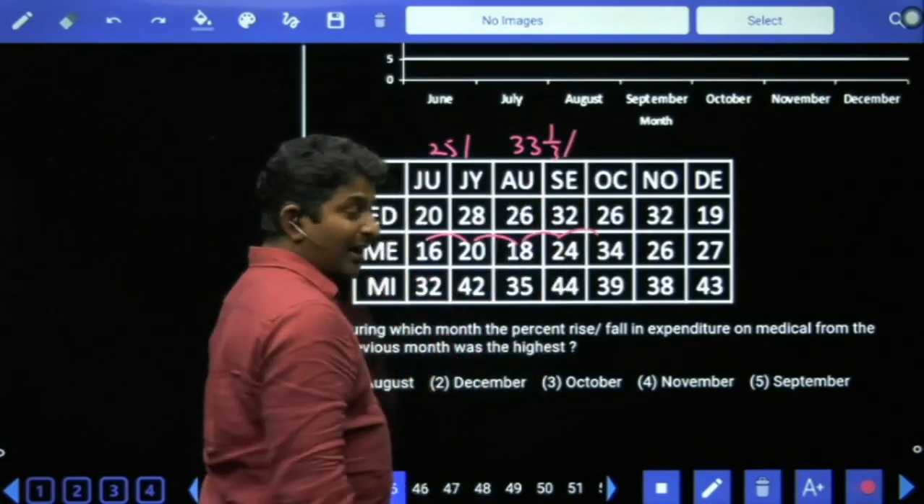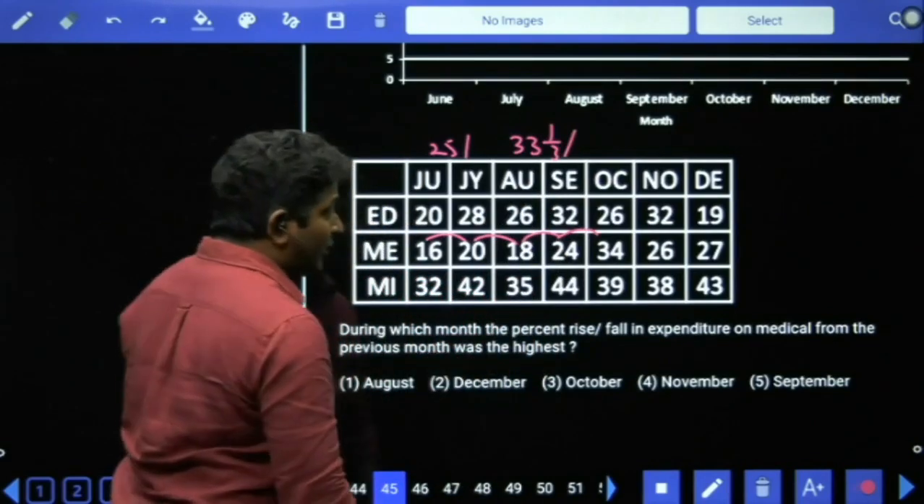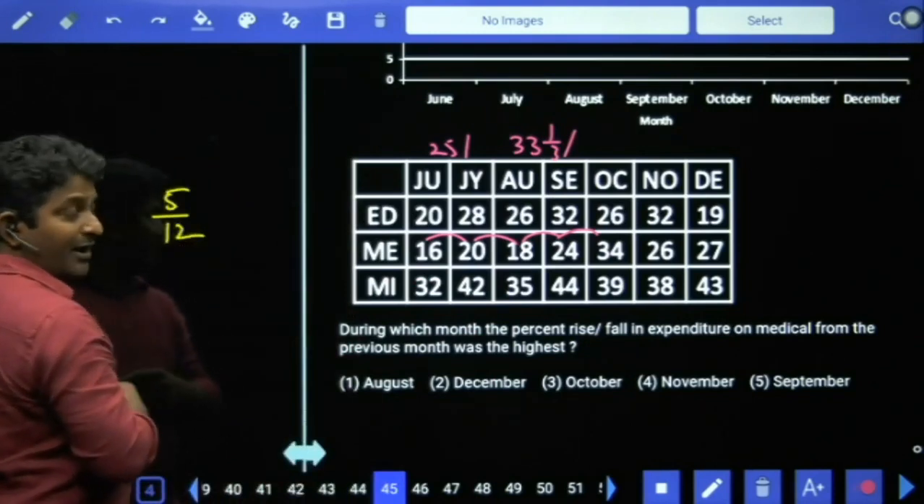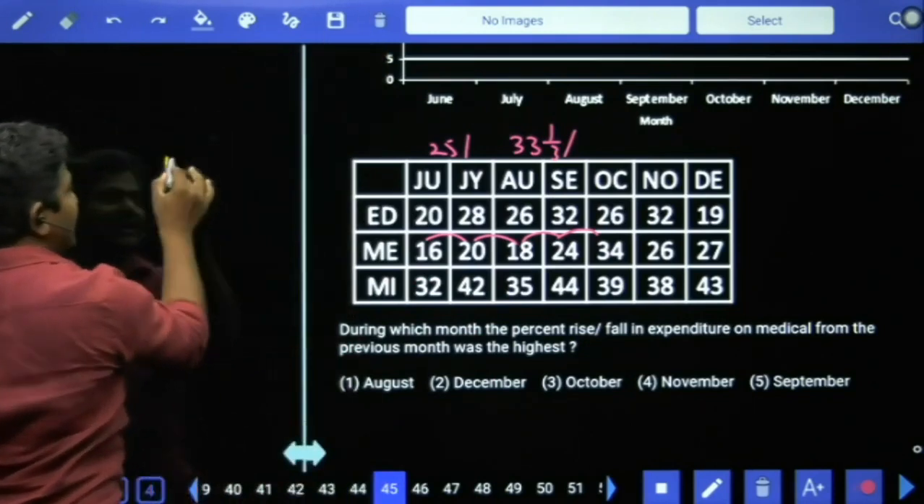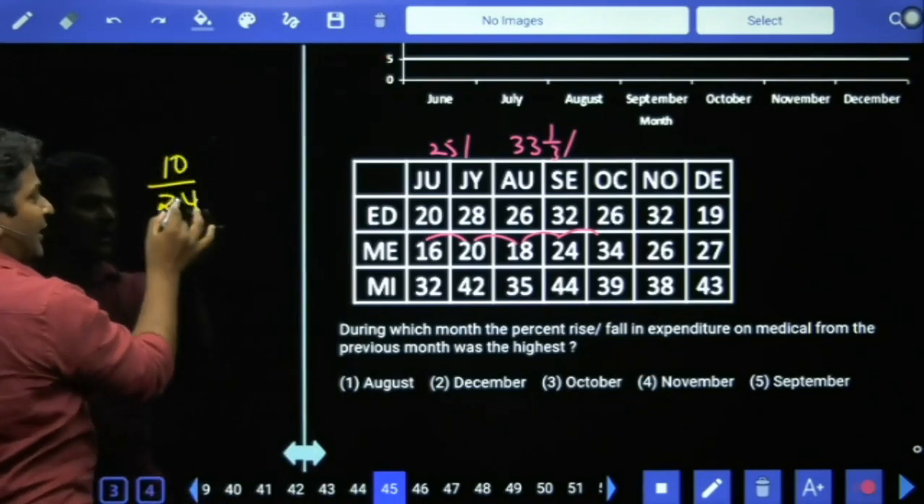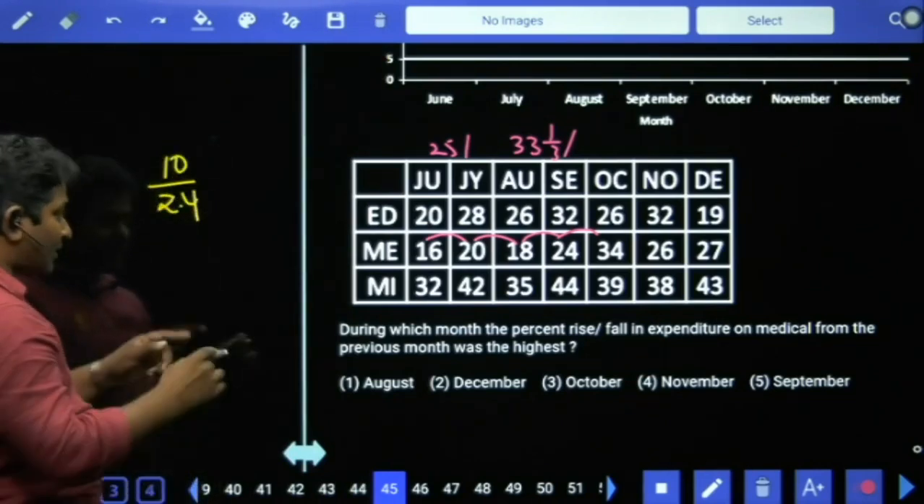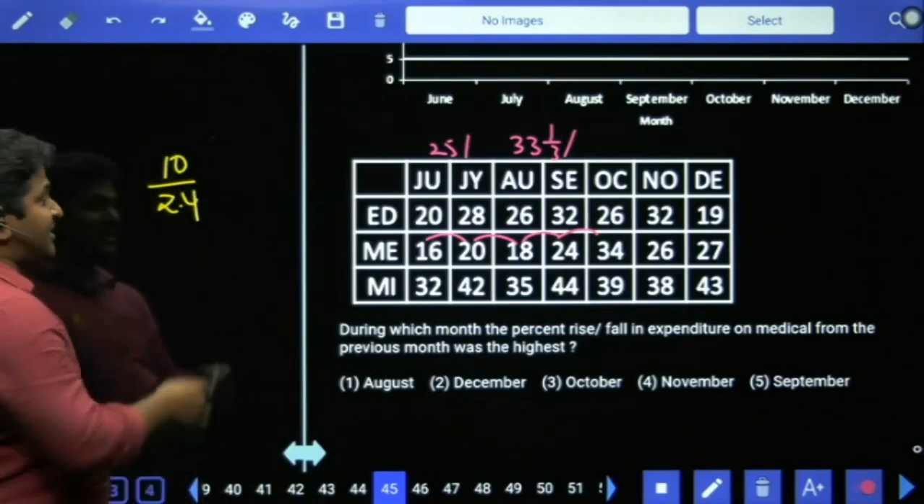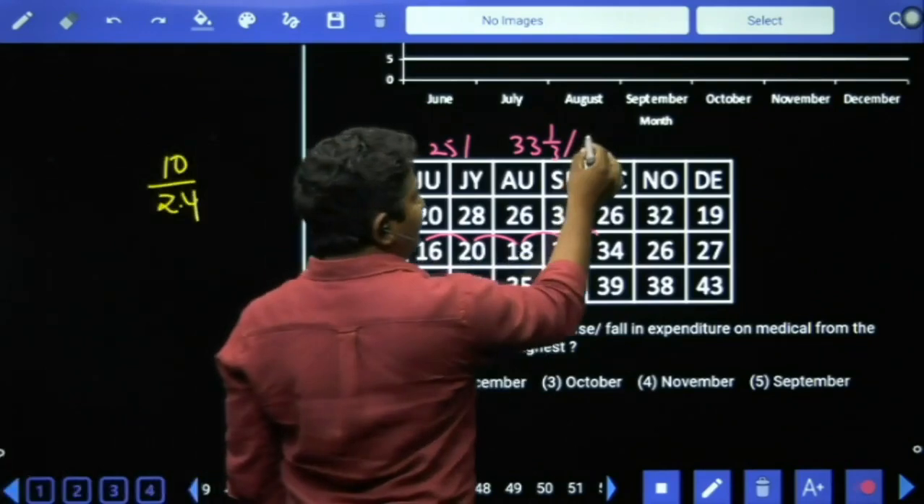10 increase out of 24, 10 out of 24 in the sense that is 5/12. 5 parts, that is 10 parts increase out of 24. 10% is 2.4, double 4.8, double 9.6. So it is more than 40%.